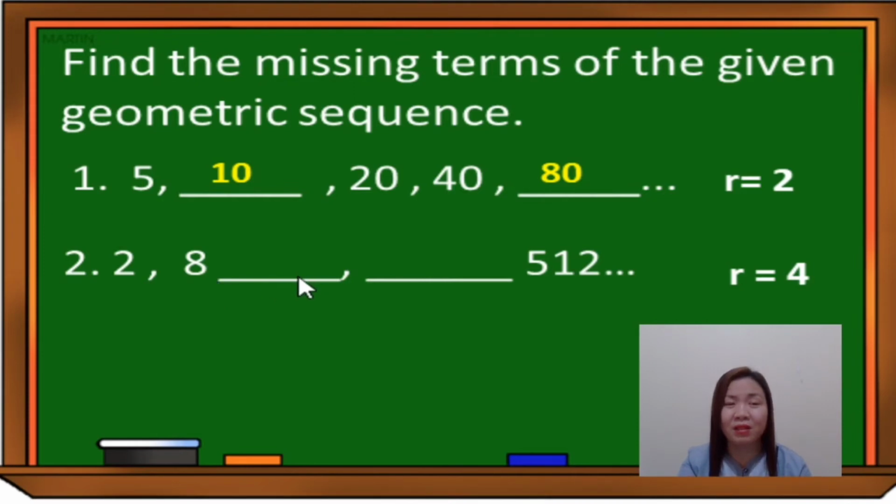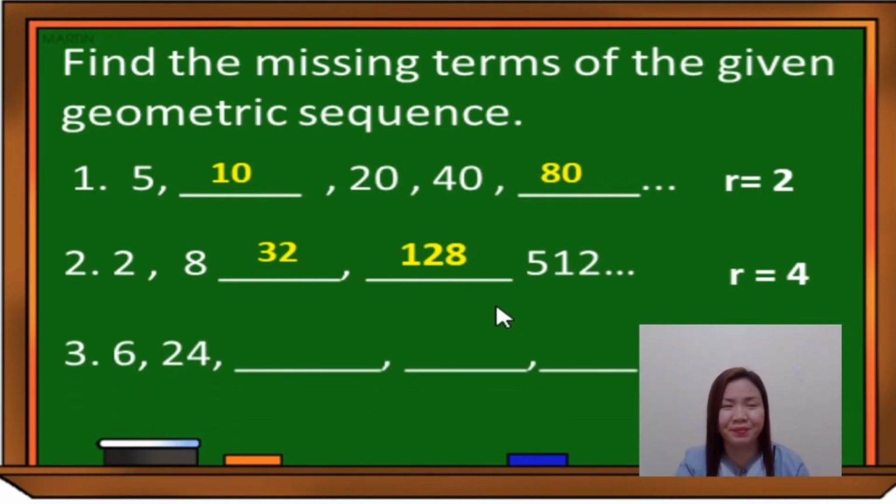So what will be the third term? The third term is 8 times 4, and the product is 32. Now, let's proceed. 32 times 4 gives us 128. And 128 times 4, the product is 512. So the missing terms that we have in number 2 are 32 and 128. And now let's proceed to another example.